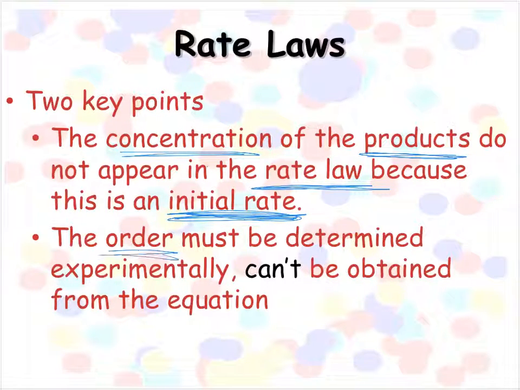And the other thing is that the order with respect to each reactant can only be determined experimentally. We cannot get that from an equation. We have to do experiments to do that. So in order for us to determine the orders, we're going to have to analyze experimental data.